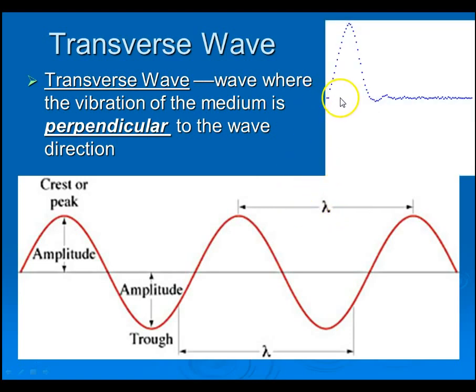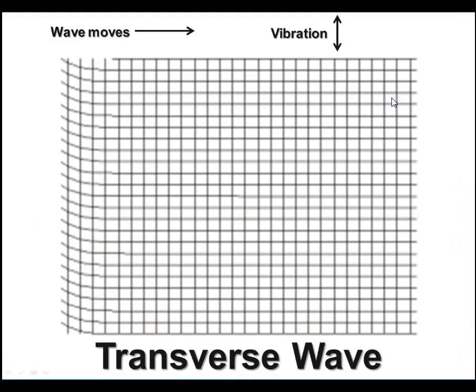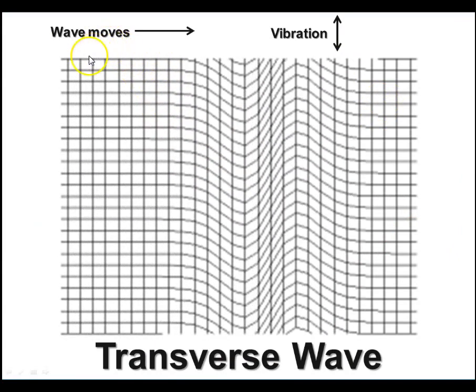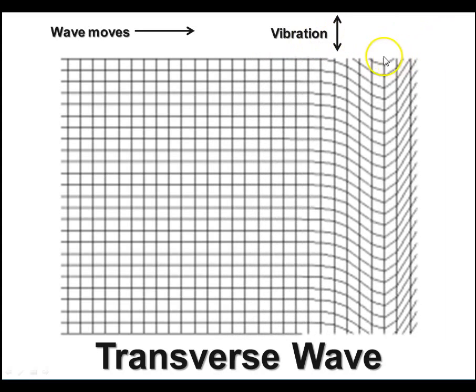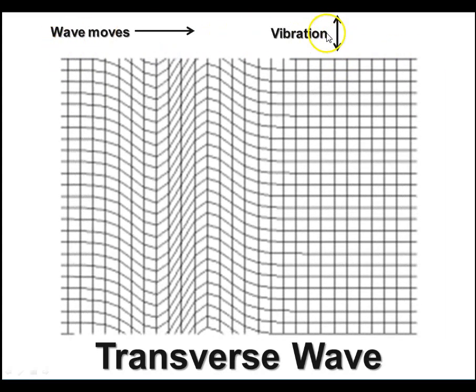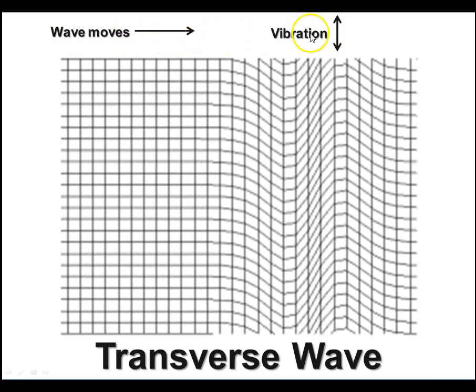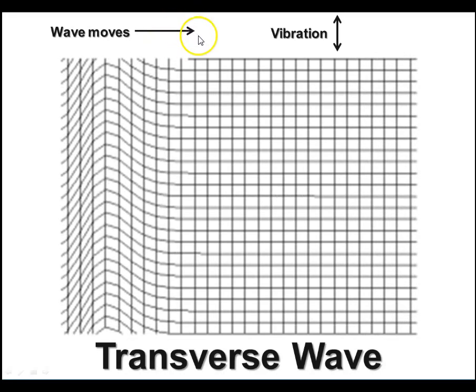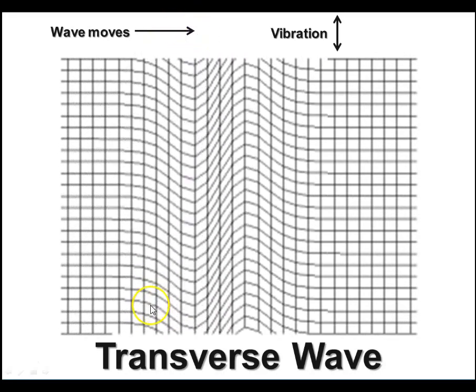So here you can see we have a transverse wave where the vibration is up and down as it moves left and right. So this is a better example, a more moving one in this case here. The wave is moving to the right and the vibration is moving up and down. This is a transverse wave. They are perpendicular. This is going to the right, this is going up and down. When they are perpendicular as opposed to parallel, that's a transverse wave.